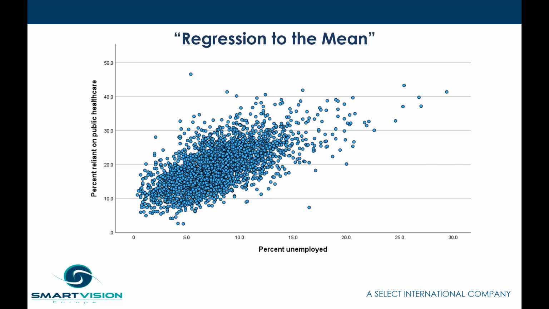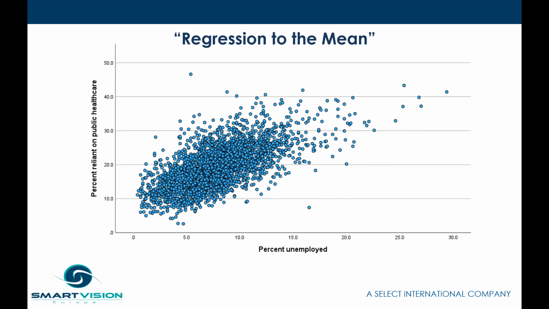Here we have the relationship between percent unemployed on the x-axis, the horizontal axis, and on the y-axis, percent reliant on public health care. This is US data, where each point in the scatter plot represents a particular region. In fact, it's a US county.